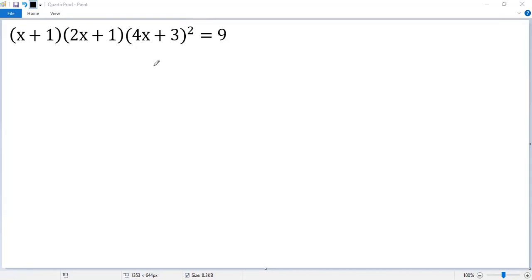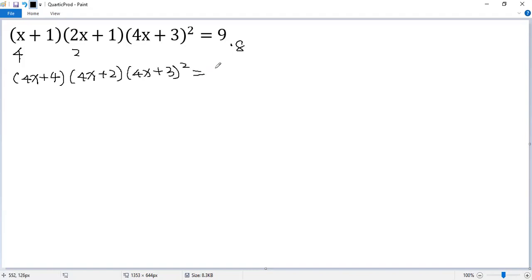In order to do that, for the first factor, we multiply by 4, and the second by 2. So the right side also needs to be multiplied by 4 and 2, which is 8. So we get 4x plus 4, and the second one, 4x plus 2. So (4x plus 3) squared equals 72.